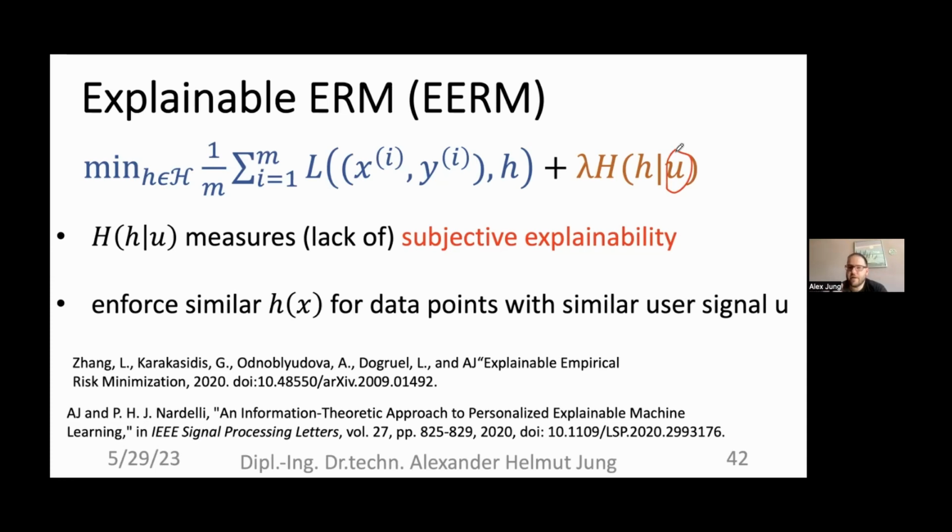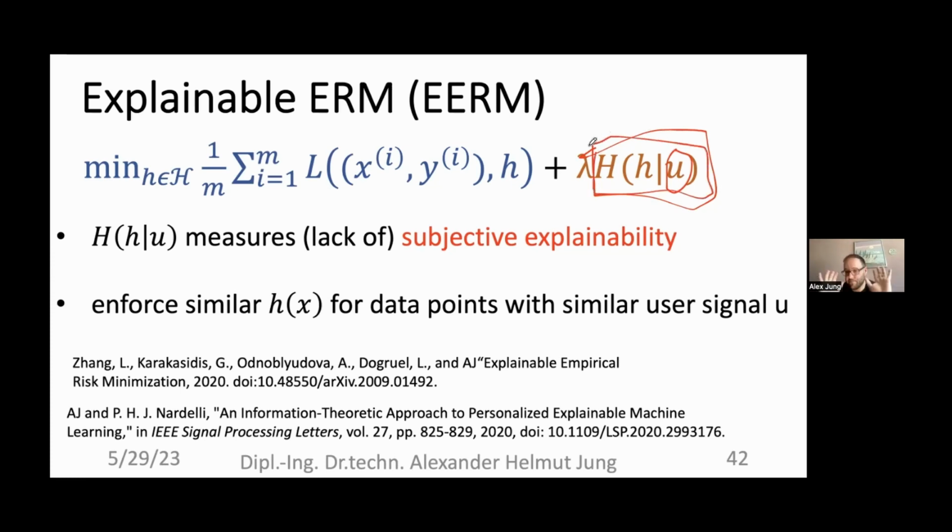So there might be some way to get user signals, and one way to measure this subjective explainability we have proposed recently is via a conditional entropy. You can think of this conditional entropy as measuring how much variation a hypothesis has for data points with the same user signal. So this means for data points that you as a user would consider, well, they are the same. These are different images, but somehow they show the same thing. So the hypothesis or the predictor should give the same predictions, but it might not. So the predictions might vary. And this variation is exactly measured by this conditional entropy.